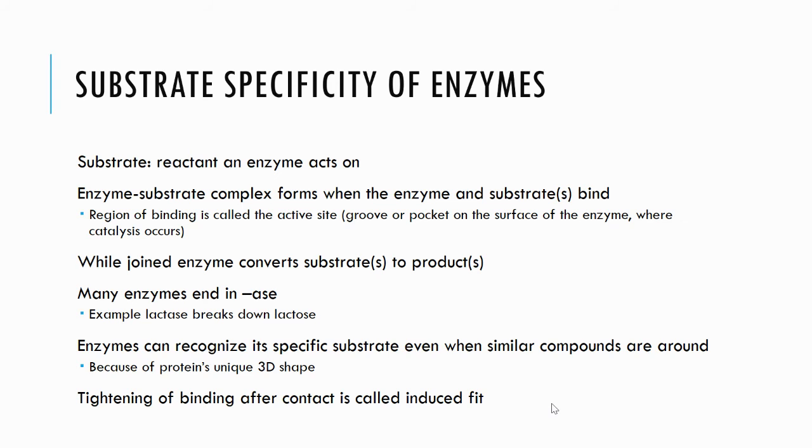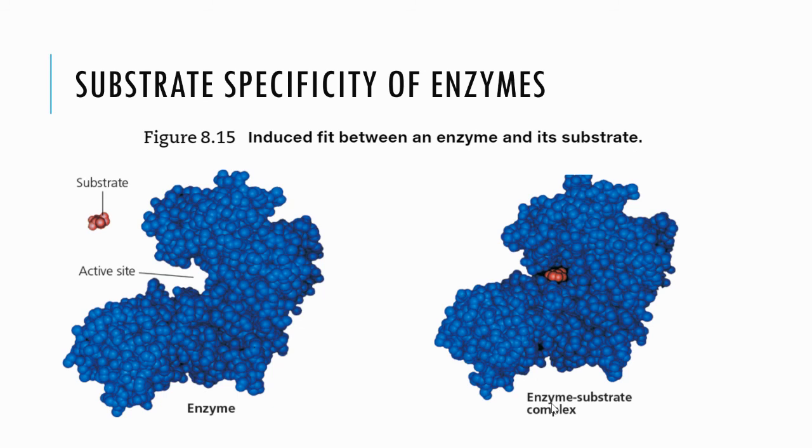The tightening or binding after the contact is the induced fit. So after we have that binding, we have a tightening of that interaction. So here is an example here. That big blue blob is the enzyme, and the little red piece is the substrate. It perfectly fits in on that active site, and then it will tighten to keep the substrate where it is. That's the induced fit.